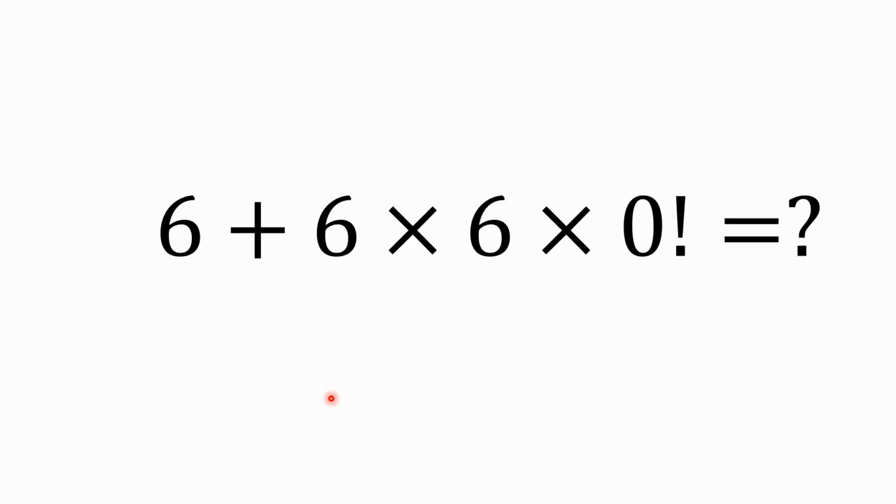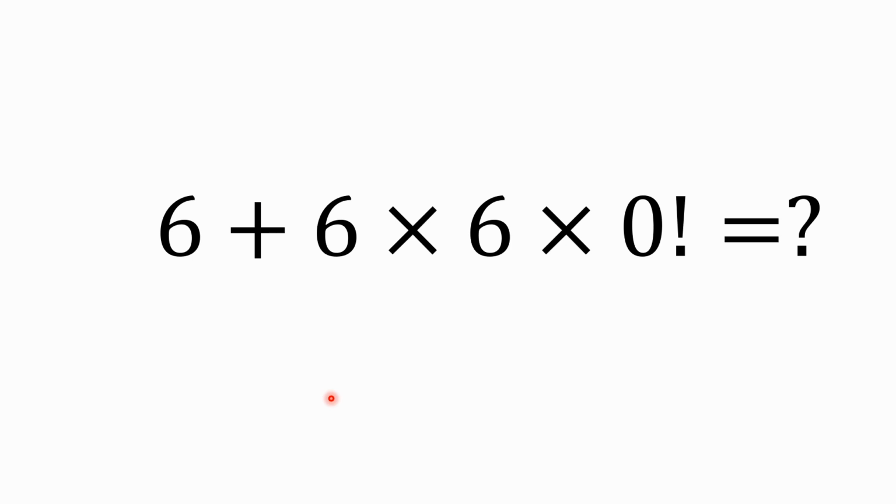Hello, I want to cover this problem. This one seems to be stumping a lot of people. It's 6 plus 6 times 0 with an exclamation mark at the end of the 0. What does that mean? 6 plus 6 times 0? Is that what it says? Let's think about this problem together.